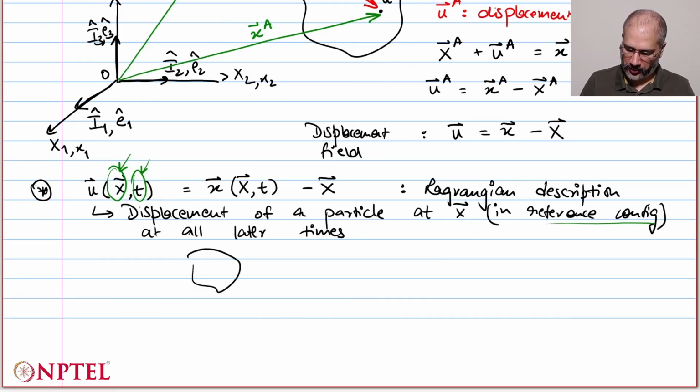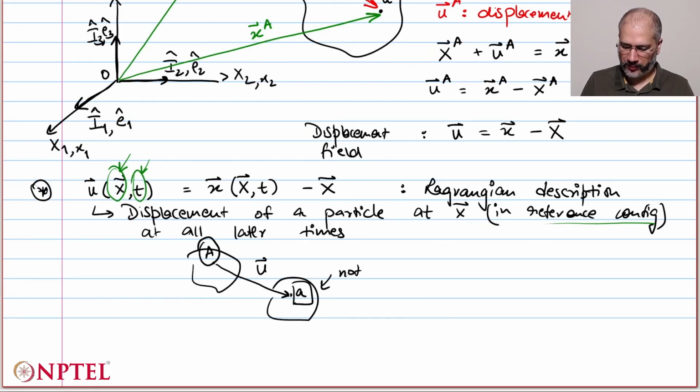So if you have two configurations like this, and this is the particle capital A that went to this particle small a by this displacement, we have information about the material coordinate of the particle. This information is not available. When I say not available, that means it is not readily available when you pass information to the displacement field. Of course, it may be available from the deformation equations, but from the idea of Lagrangian description, what we mean is that we are focused on the displacements of material particles at later times.